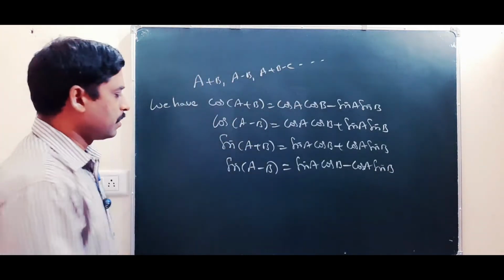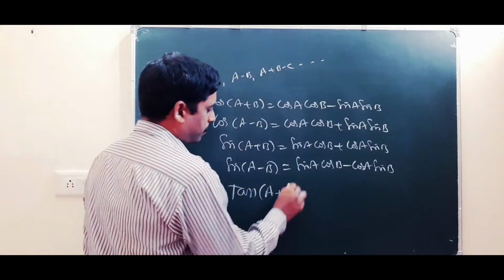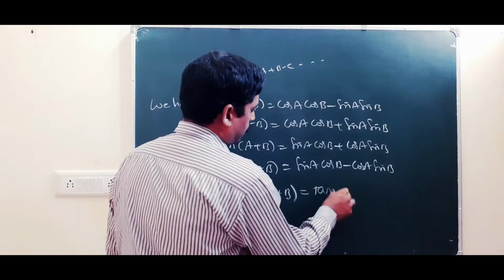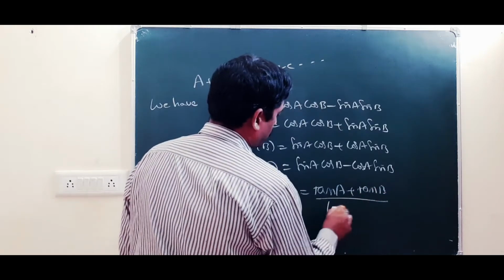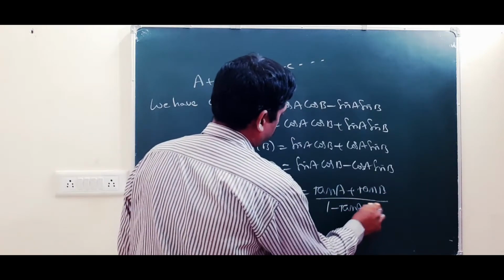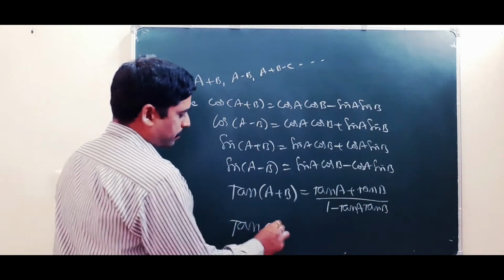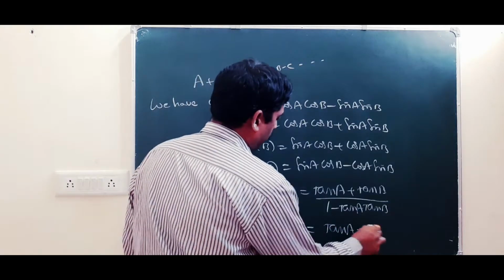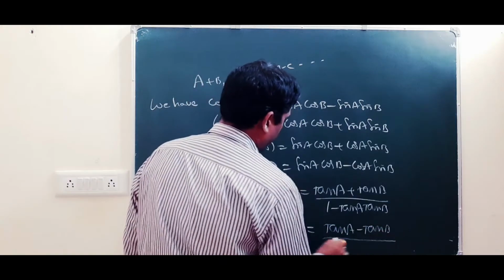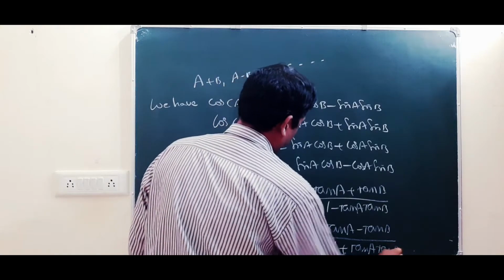Okay, tan a plus b, tan a minus b. So we have tan a plus b equals tan a plus tan b by 1 minus tan a tan b, and tan a minus b will be tan a minus tan b by 1 plus tan a tan b. Okay.